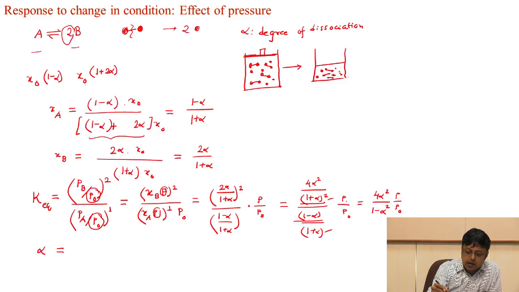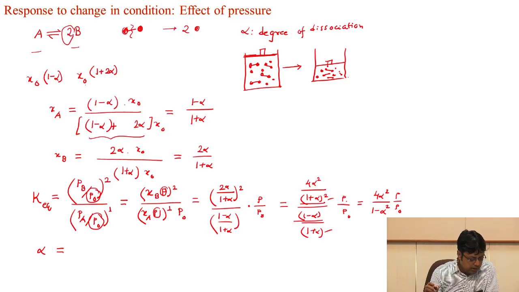make the final volume as half of the initial volume. So the pressure will be just twice, because pressure is inversely proportional to volume, and we are keeping the temperature also constant. Now what happens to alpha if we want to solve it? Just look at it carefully. I want to solve for alpha.